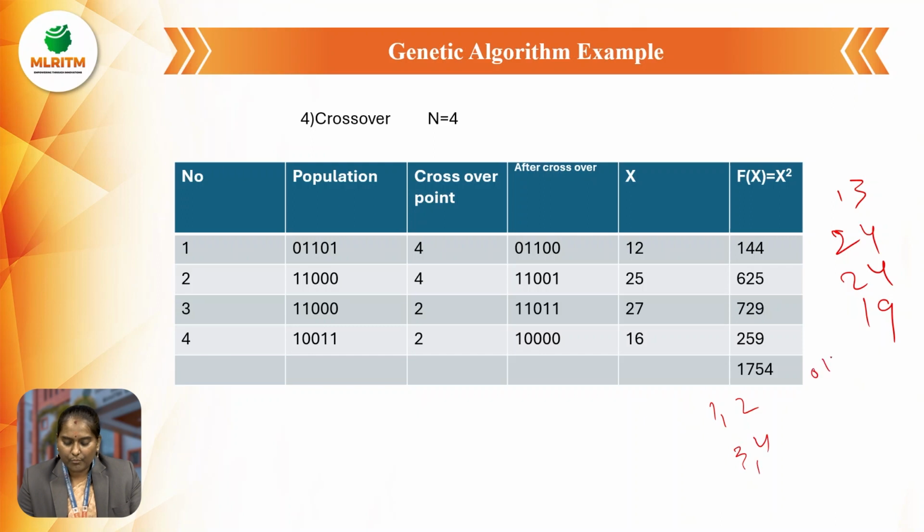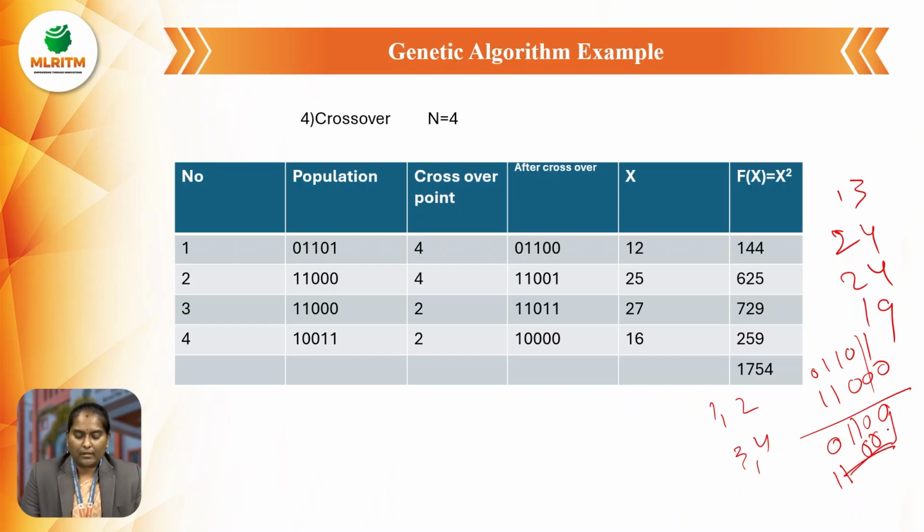In 1 and 2, 0, 1, 1, 0, 1, 1, 1, 0, 0. So in that point 4, 1, 2, 3, 4. So first we have to write the 0, 1, 1, 0 and 0, and second one 1, 1, 0, 1. So like this we have to write the crossover point. After crossover we get the values 0, 1, 1, 0, 1, 1, 0, 1, 1, 1, 0, 1, 1, 0, 0. These are the binary values.